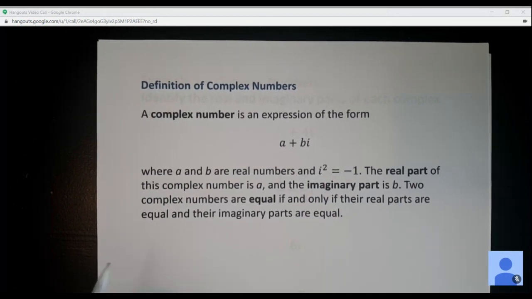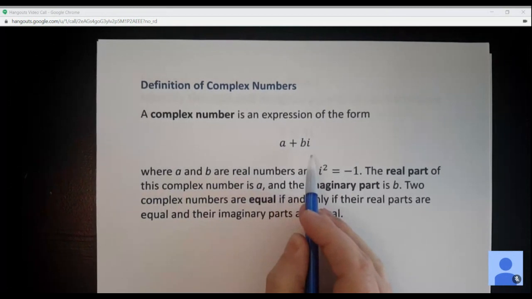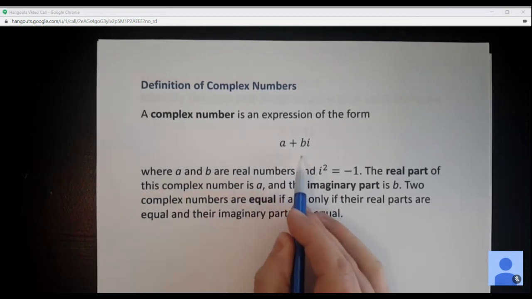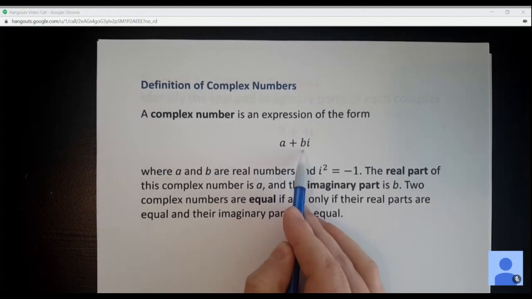So in this case, a complex number is any number that we can write in the form a plus bi. So anytime we can write it in this form right here, that's what we're going to call a complex number. This a part right here is actually a real number. So a is going to represent a real part. And then the bi is going to be the imaginary part of that, where the i represents the imaginary number.